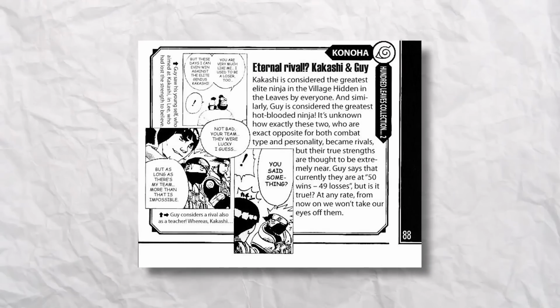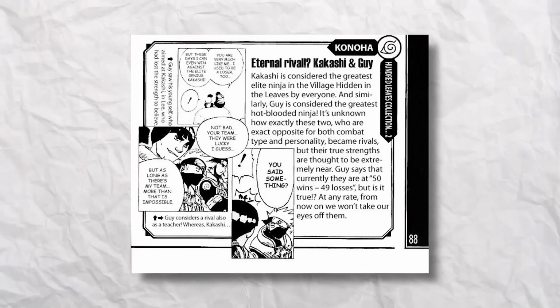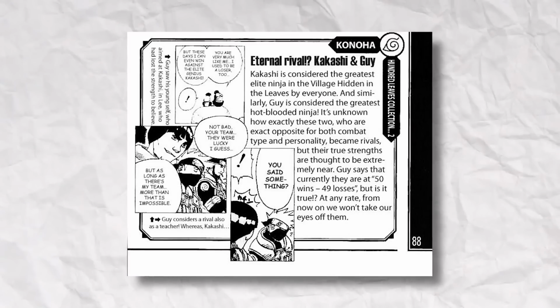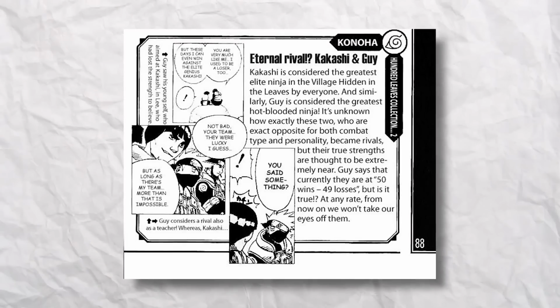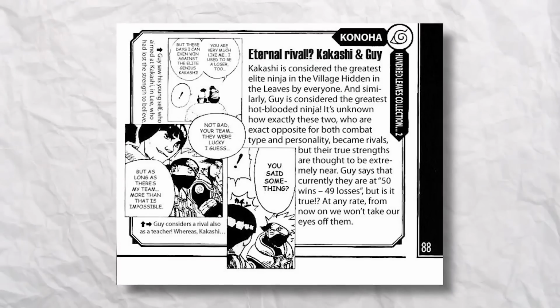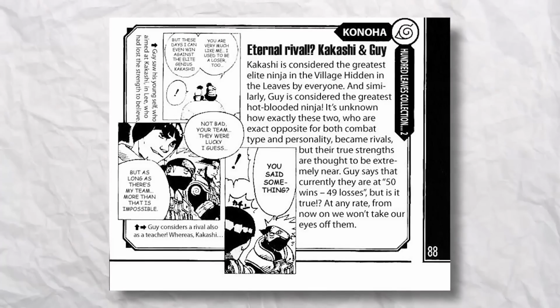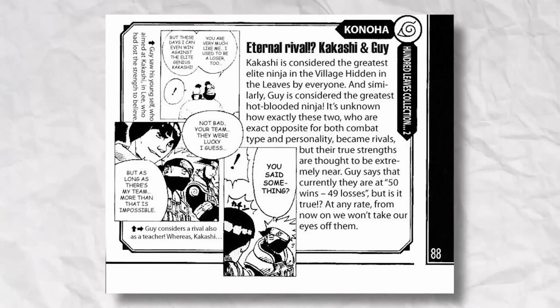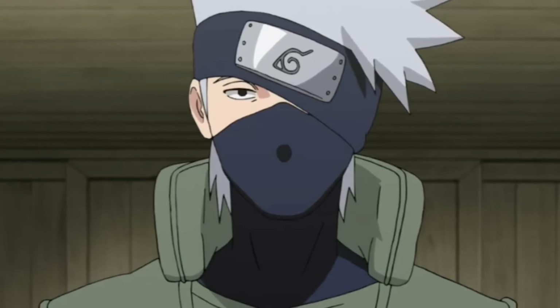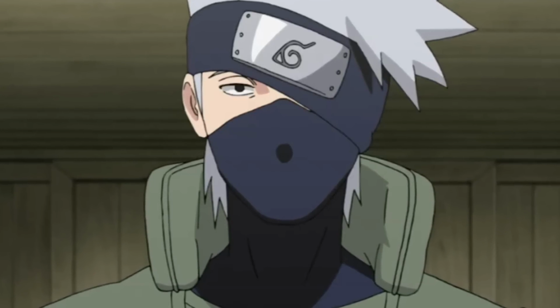The Konoha 100 Leaves section of the databook 1 questions if Guy and Kakashi are eternal rivals, and says it's thought that their true strengths are said to be extremely close to one another. We also get the databook calling into question the validity of Guy's statement that he is up 1 on Kakashi, implying he may have lied to Team 7 when he told them that. Kakashi's portrayal in part 1 is a big point of contention, not specifically for this topic but about his character in general.